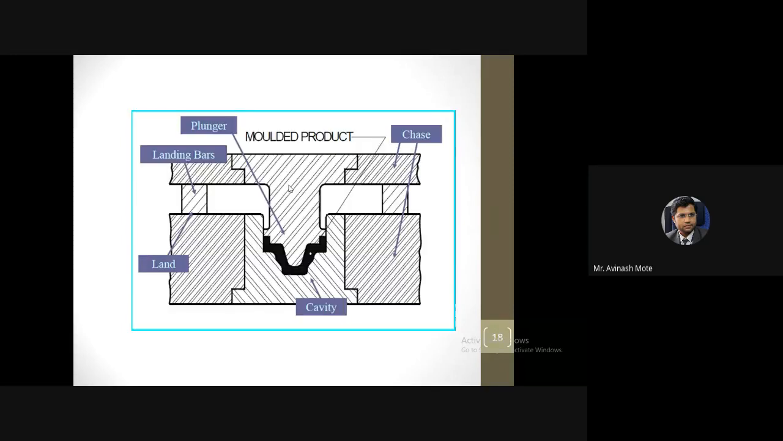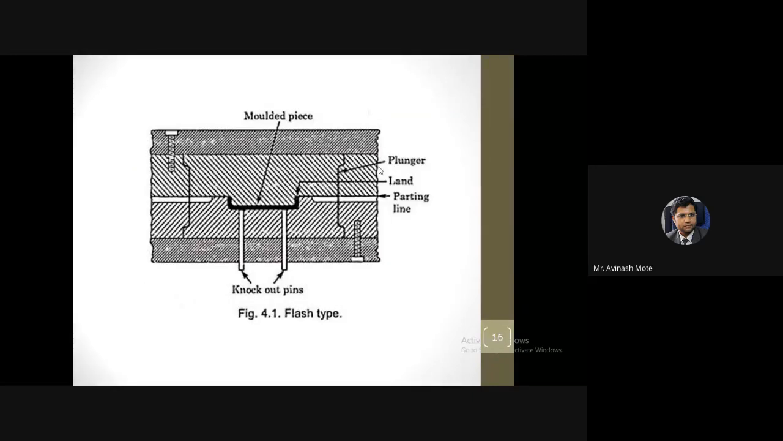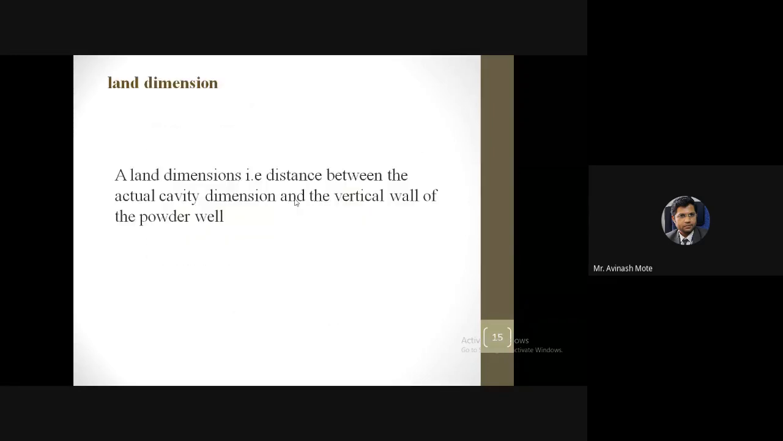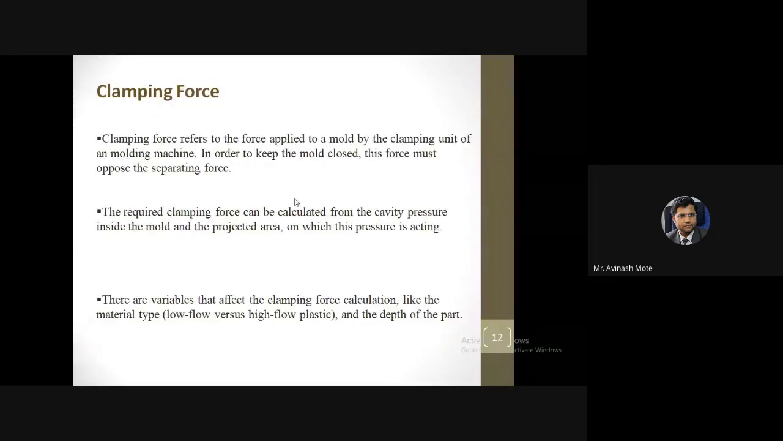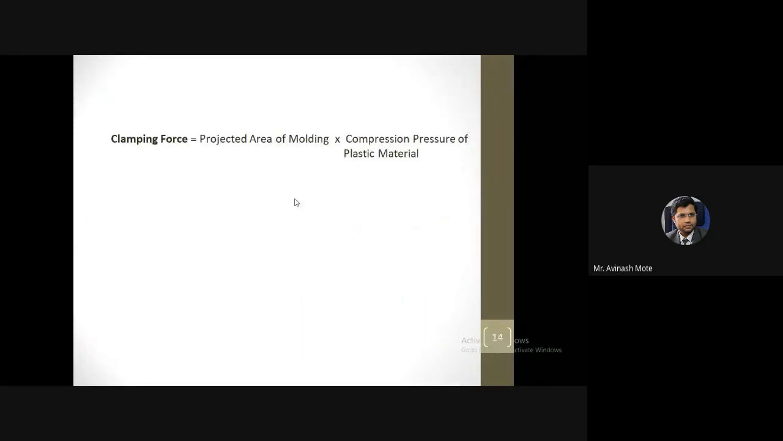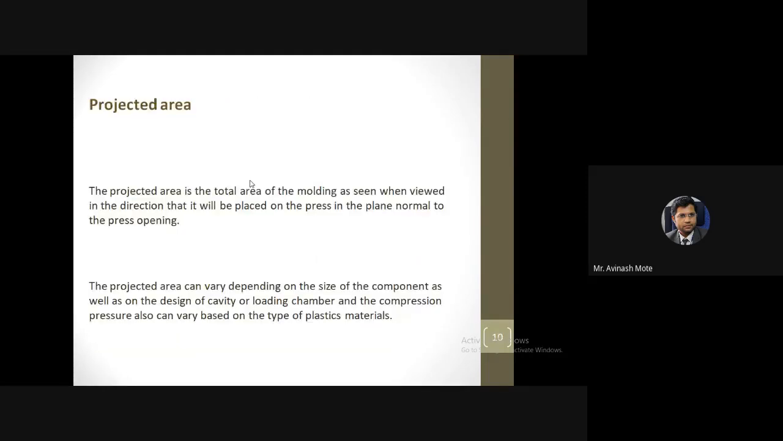Sometimes it is provided to allow the escape of extra material, in this case where flashing is expected. So this time it is given as an extra space. Getting it? Okay. So this is the land dimension or the land area, and this one is the clamping force. Simple formula: projected area of molding multiplied by compression pressure of plastic material. So this is one of the formulas, clamping force, and the second one is the projected area, the effective area over which this clamping force will act.